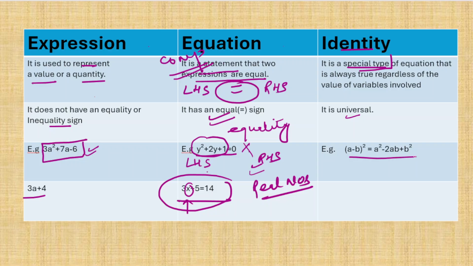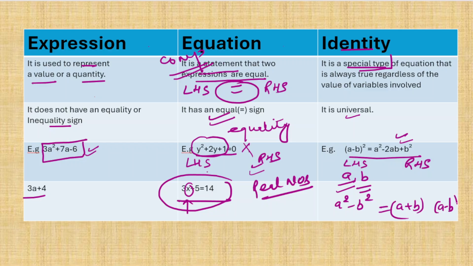Like for example, (a minus b) whole square equals a square minus 2ab plus b square. The left hand side will become equal to the right hand side for every value of a and b. Whatever value you put for a and b, where a and b are real numbers, it is going to be true. Like a square minus b square equals (a plus b) into (a minus b). It is going to be true for every value of a and b. But in an equation, this may or may not be true. Hence, every equation is not an identity, but every identity is an equation.